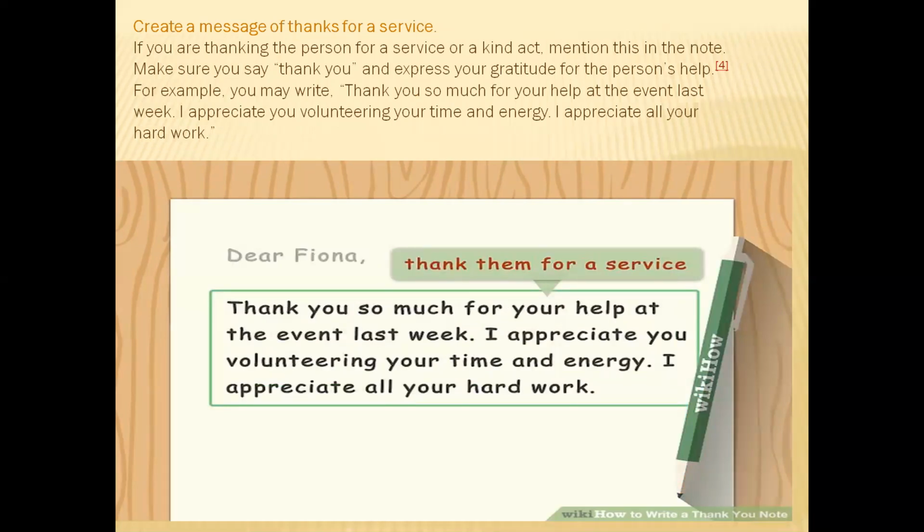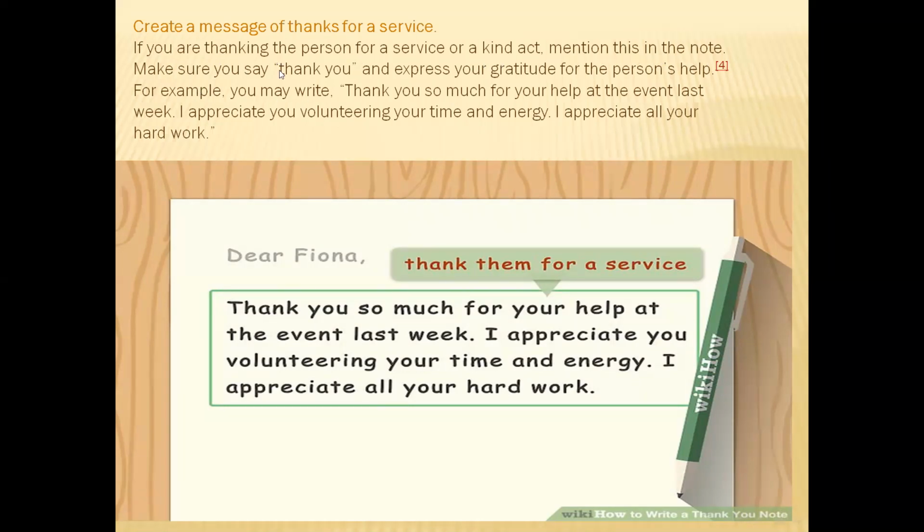Now, class, when we are writing a message, create a message of thanks for a service. For example, if you are thanking the person for a service or kind act, mention this in the note. Make sure you say it. If someone sent you a gift, you will thank them for the gift. If someone did something nice for you, a service, you have to thank them for the service they made for you. So we have different kinds of messages. You have to know what you are thanking this person for.